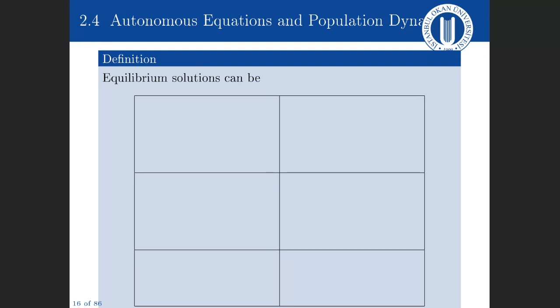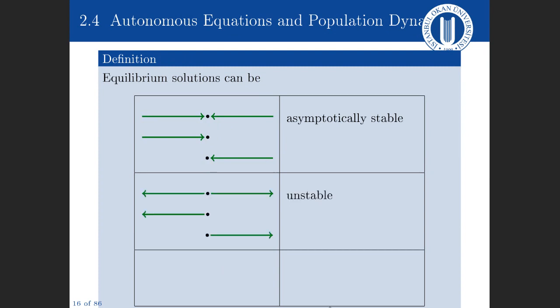We can understand if a critical point is stable or unstable by looking at the green arrows. If all of the green arrows are pointing towards a critical point or an equilibrium solution, then that critical point or equilibrium solution must be asymptotically stable. If the equilibrium solution is in the middle of the domain for y, then we might have 2 green arrows. If it's an endpoint, we might only have 1 green arrow. If all of the green arrows are pointing away from the equilibrium solution, then it must be unstable.